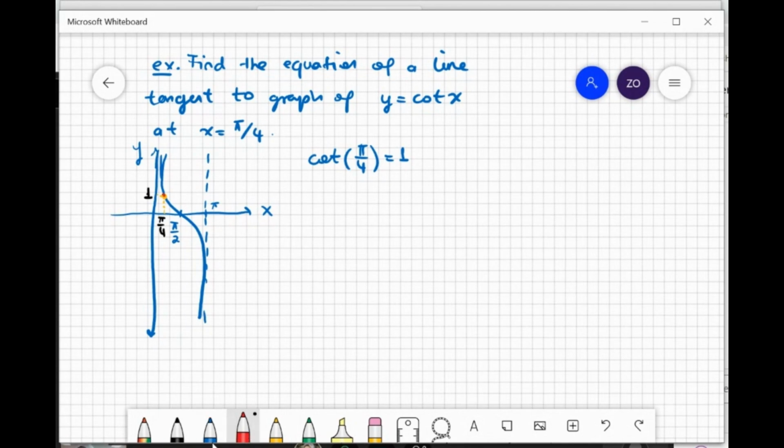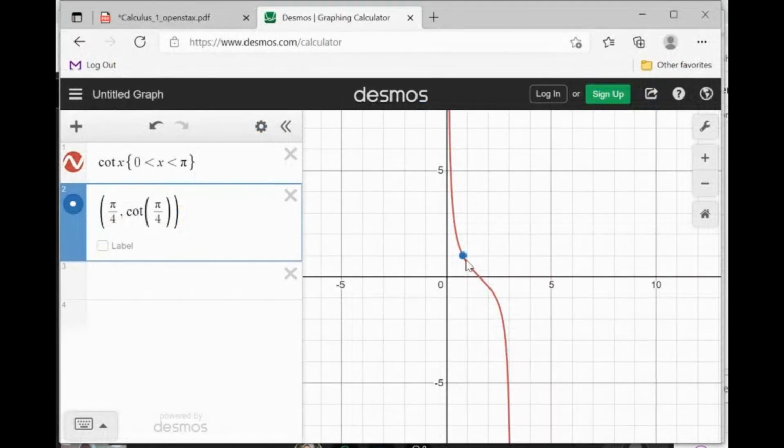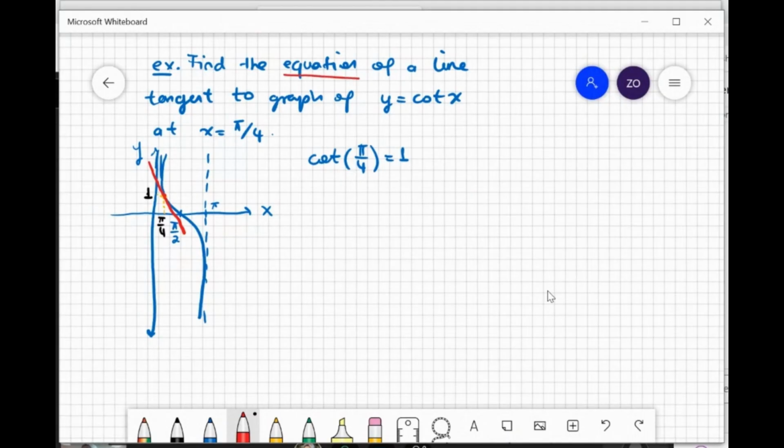And what are we trying to do? We would like to draw a tangent line. We would like to draw a line which is tangent to the red curve at this point. So it's going to touch the red graph at this point. Okay, so we will find the equation. We would like to write the equation for the red line, right?